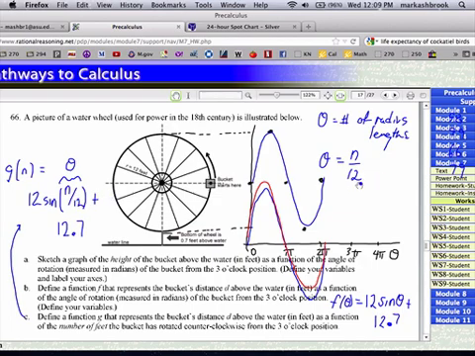And that goes back to our theta times r equals arc length, right? So theta r equals s. Here we just called the number of feet n. We solve for theta, so it's n over r. Questions on 66? Are we good?